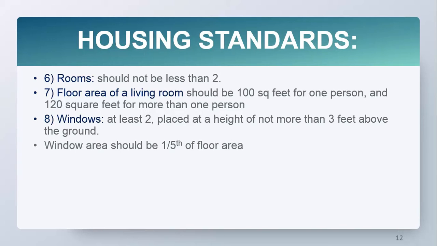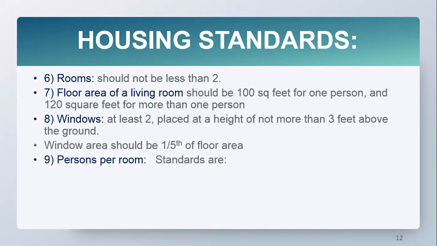Windows, at least 2 placed at a height of not more than 3 feet above the ground. Why should the windows be not more than 3 feet above the ground? For cross ventilation. And the window area should be 1/5 of the floor area.